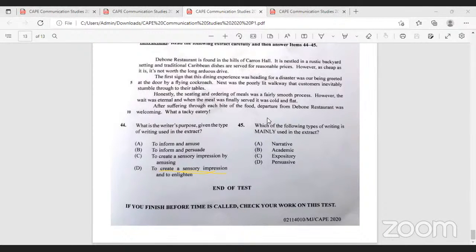45, which of the following types of writing is mainly used? Narrative, academic, expository, persuasive. Everybody should know. Expository. So he's exposing, he's describing. So we can mostly agree on C. Right? I see persons are saying A. Why do you say narrative?